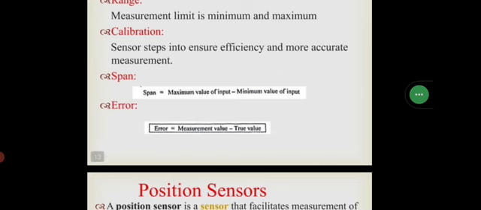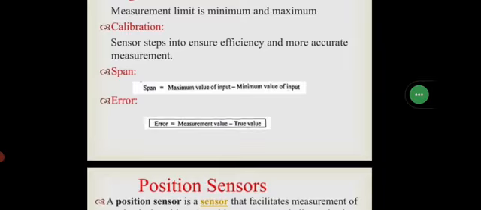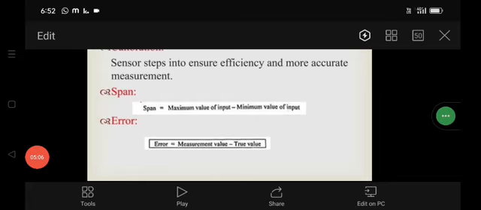Calibration: the step that ensures efficiency and more accurate measurement. Span: the maximum value of input minus the minimum value of input. Error: measured value minus true value. This is the basics of sensors. Next we are going to see about the classification, that is, types of sensors.